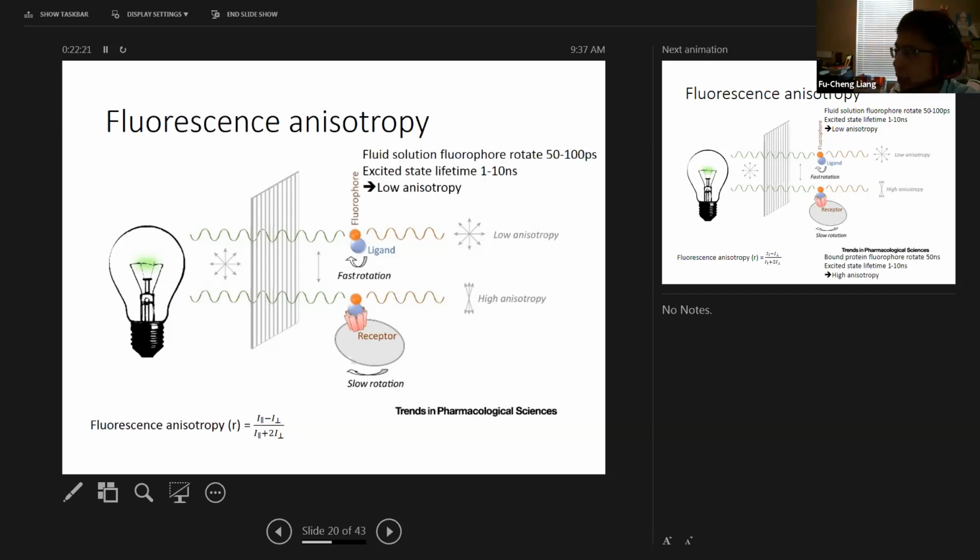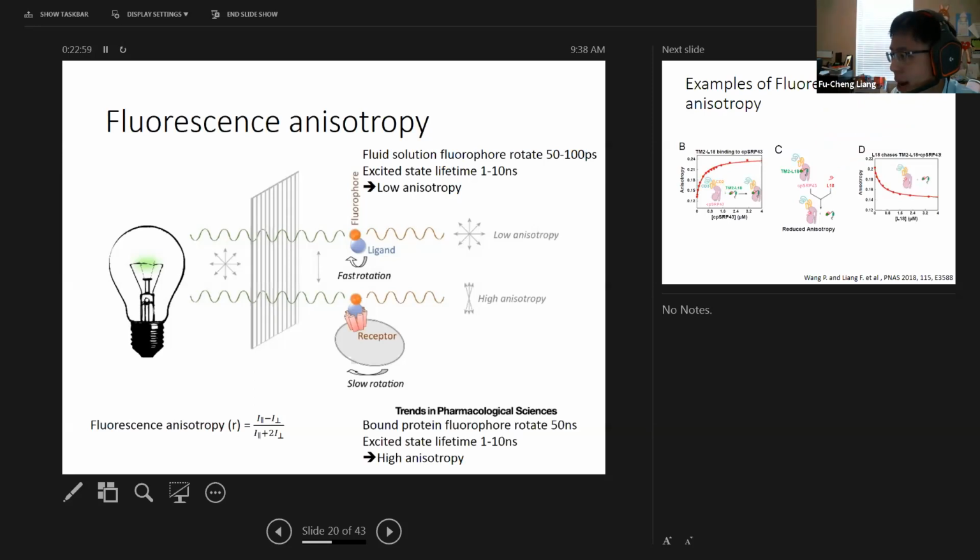That's why, as you can see in the note, free fluorophores in solution, or some fluorescent dye, usually rotate in about 50 to 100 picoseconds. A picosecond is 10 to the minus 12 seconds, all right? And the lifetime of this fluorescent dye is usually about 1 to 10 nanoseconds, which is very short, but still, the picosecond is faster than the nanosecond. So your molecule is way faster than the lifetime of the dye. Therefore, you lose the polarization, and in the end you have a low anisotropy for this molecule.